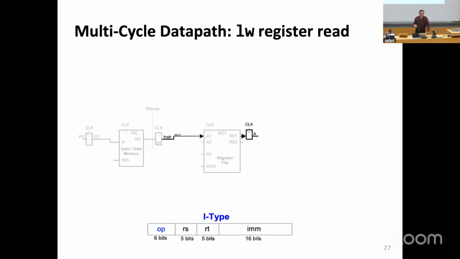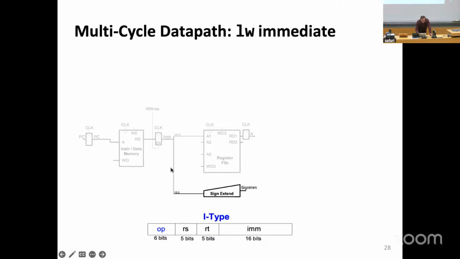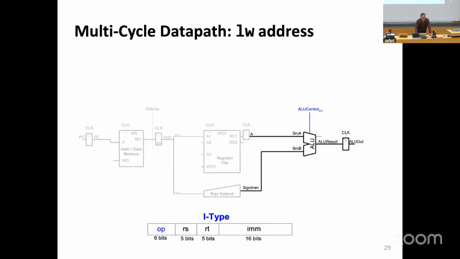what load word does is it takes a register, which we actually latched over here. It takes a general purpose register, base register, which we latched over here. Concurrently, you take the bottom 16 bits of the instruction, sign extended, and that's going to be our sign extended immediate value that we're going to add to the base register. But we're not ready for that yet. For that, we need another cycle.